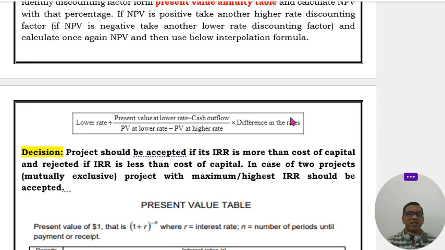And what about the decision in IRR? If the project IRR is more than the cost of capital, it should be accepted. If the project IRR is less than the cost of capital, it should be rejected in case of a single project. In case of two or more projects, the project giving the highest IRR should be accepted. That is the decision criteria. You will understand more clearly when I solve one practical problem now.